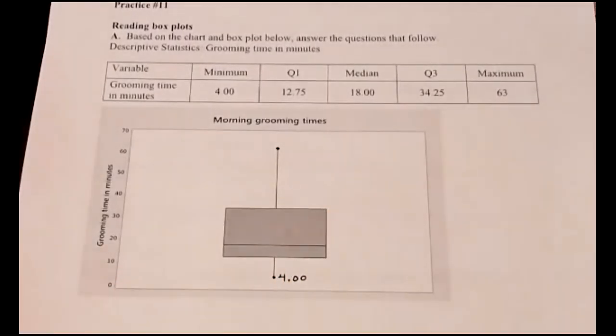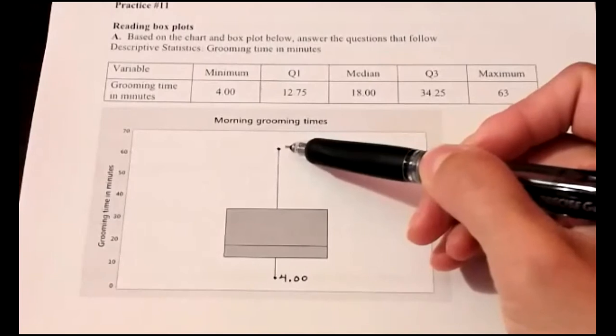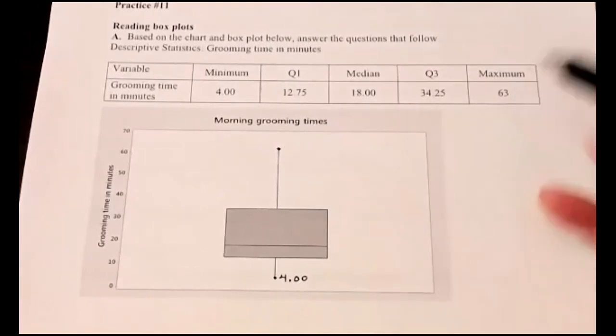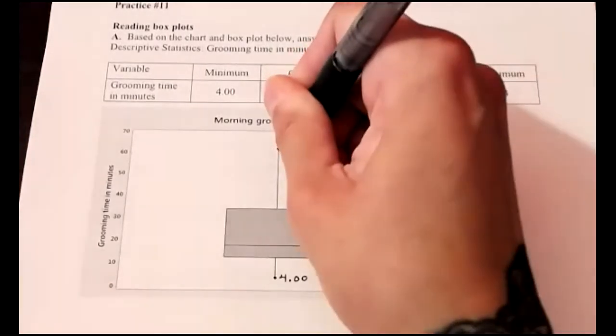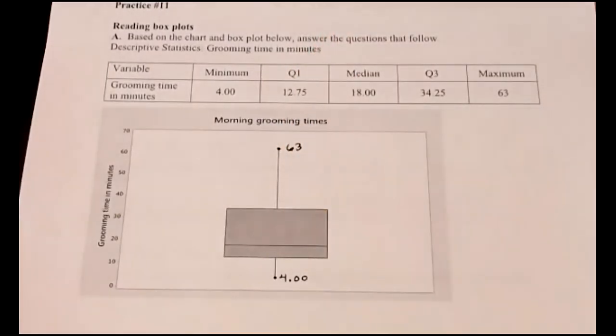I find it to be helpful to write all over this stuff that we have. We have our maximum grooming time, which is 63 minutes. So we can go ahead and label that as 63. Okay, it's a long time, which is fine. There's no judgment.